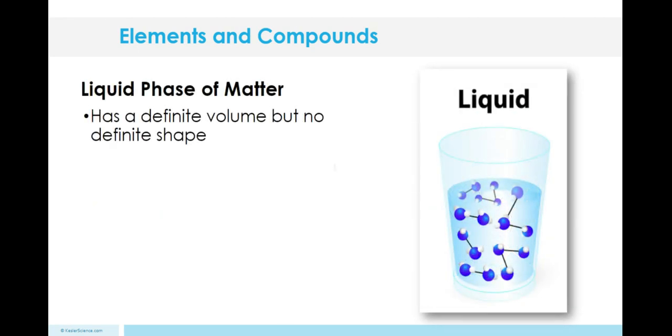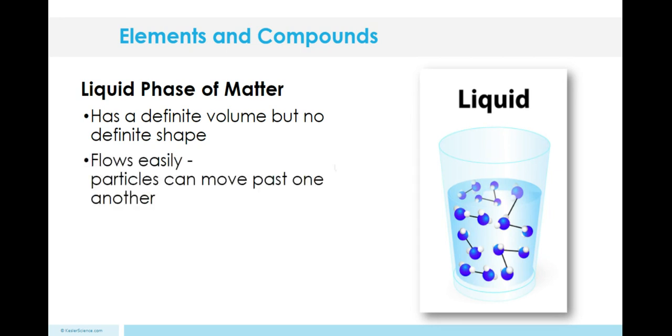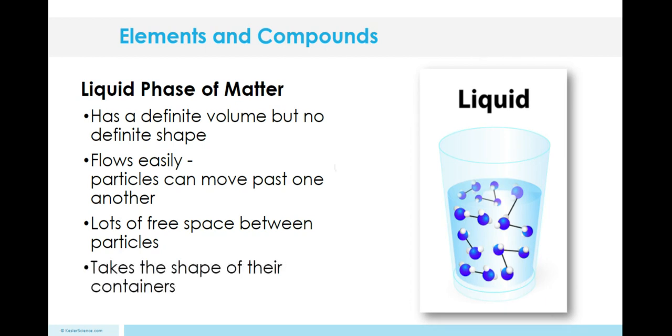Liquids have a definite volume, but not a definite shape. They flow a lot easier than solids do. The particles of a liquid can move or slide past one another. And there's definitely a lot more space in between the particles in liquids than it is in solids. Liquids take the shape of their container, and the volume is dependent on the volume of the container.